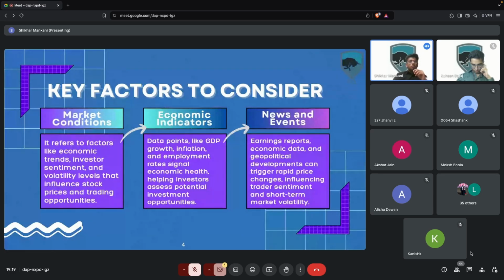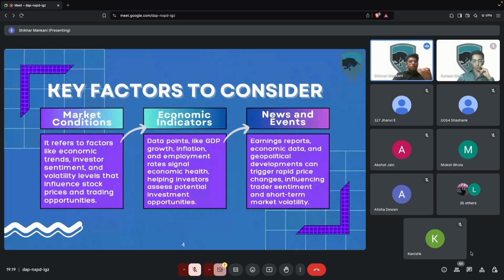News and events, the biggest factor to consider, not theoretically, but I'd say practically, play a big role in short-term trading, as people's sentiment varies while seeing the news and events. I'll give you an example. We all know about the Hindenburg crash, when Hindenburg published its first report about Adani, and I guess you all know how the whole Adani portfolio crashed by about 50 to 70%. So that's how news and events affect the market.